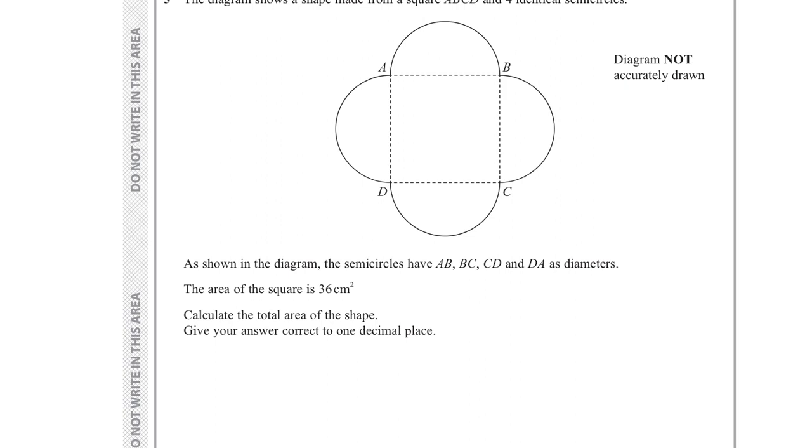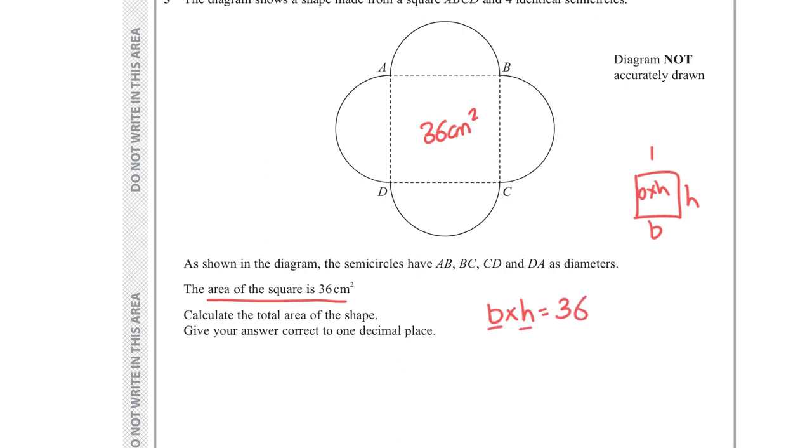Okay, geometry problem solving here. We've got some key information that tells you the area of the square. So this square in the middle is 36 centimeters squared. Now, when you normally do the area of a square, it's the base times the height. So this tells me that the base times the height is equal to 36.